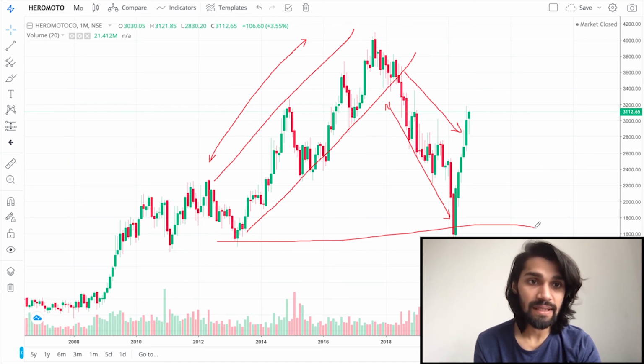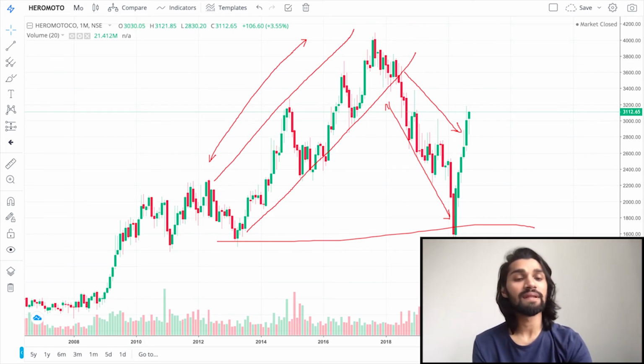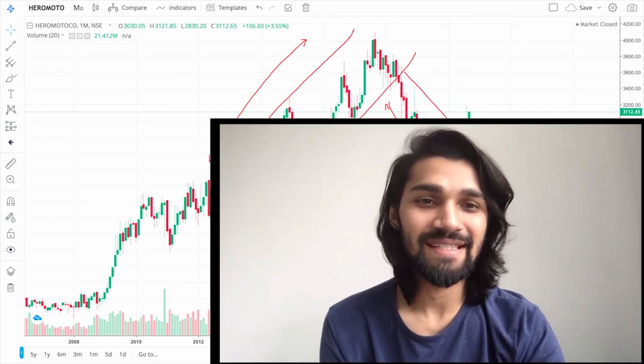And as this is a monthly chart, you can see the price was around 3,800 and it came down till around 1,600. So this was the channel pattern.